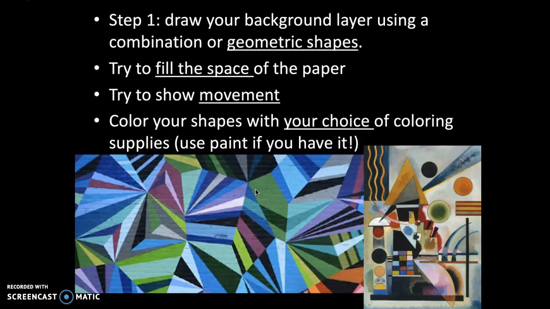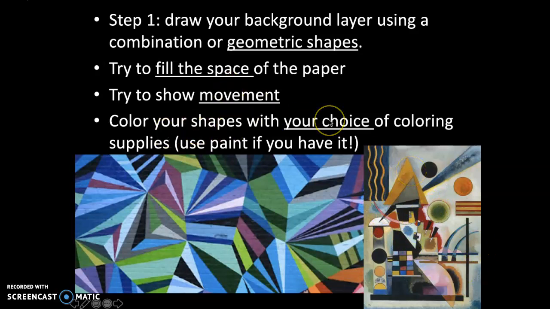So step one, how will we create this? You are going to draw your background layer first using a combination of geometric shapes. So you can use any paper that you have at home, any white paper. It can be big, it can be small, but you want to fill up that space of that paper with geometric shapes. Think about not using just one shape, but a combination of geometric shapes. Try to fill the space of your paper and not leave a lot of empty space. Try to show some movement. One way you can do this is connecting your shapes all together in a path.